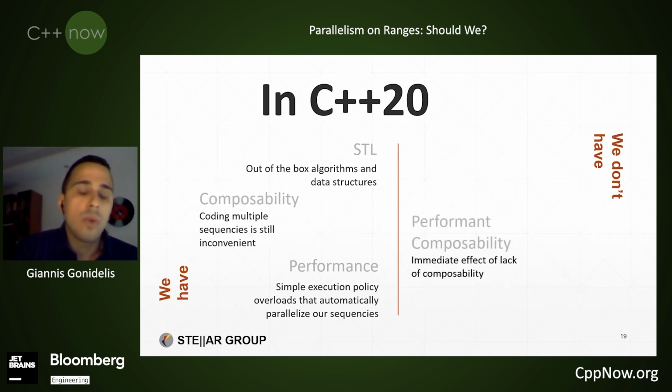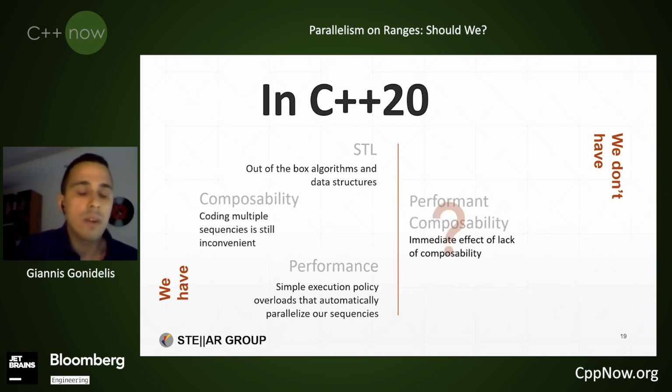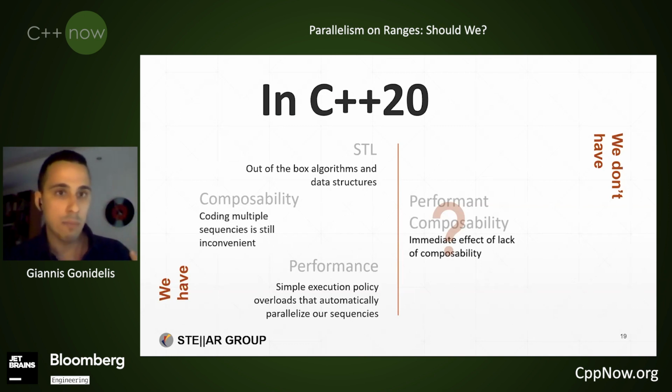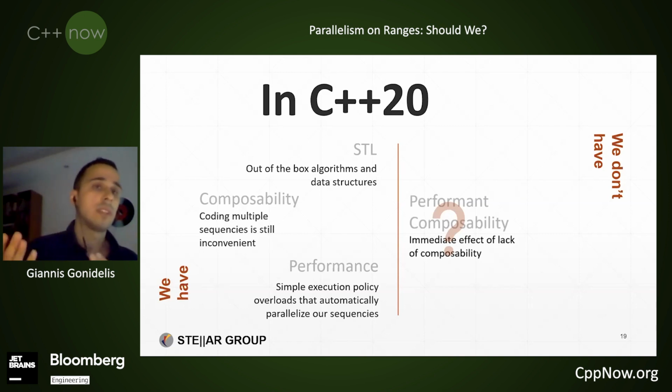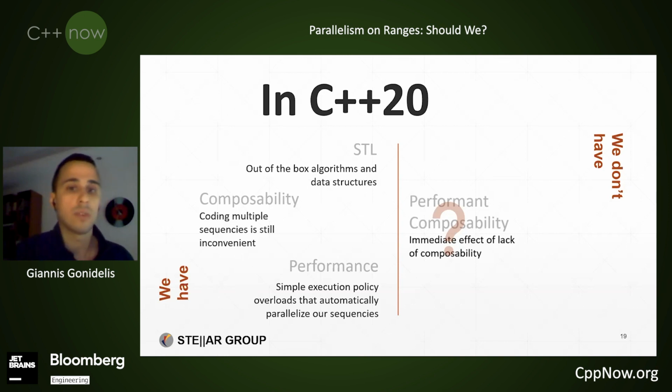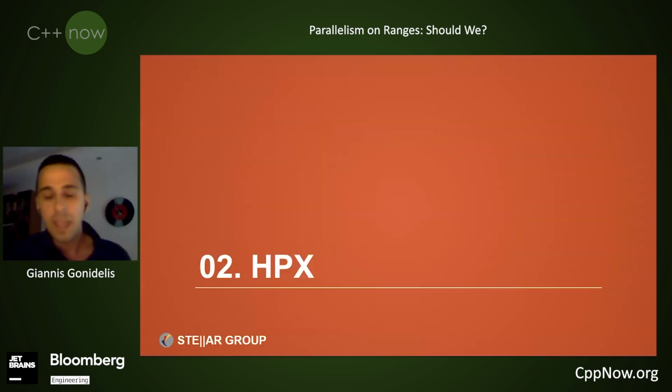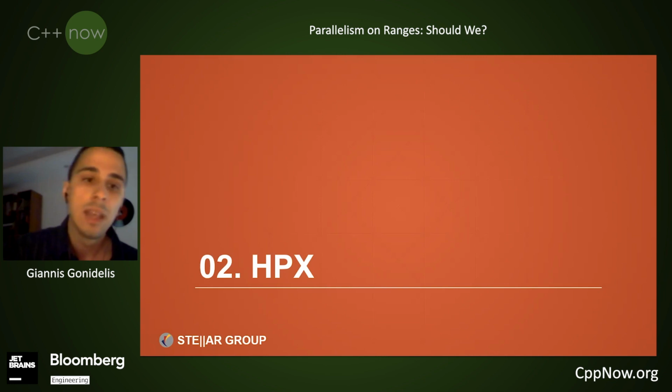So the question remains, can we now actually combine composability and performance? What I previously explained to you is that with range v3 we have the composability aspect, but as you may have understood, we cannot port execution policies in there. So this is the main question that has to do with this talk. I'm going to turn the page and actually introduce you to HPX, which will help us enable performance composability.